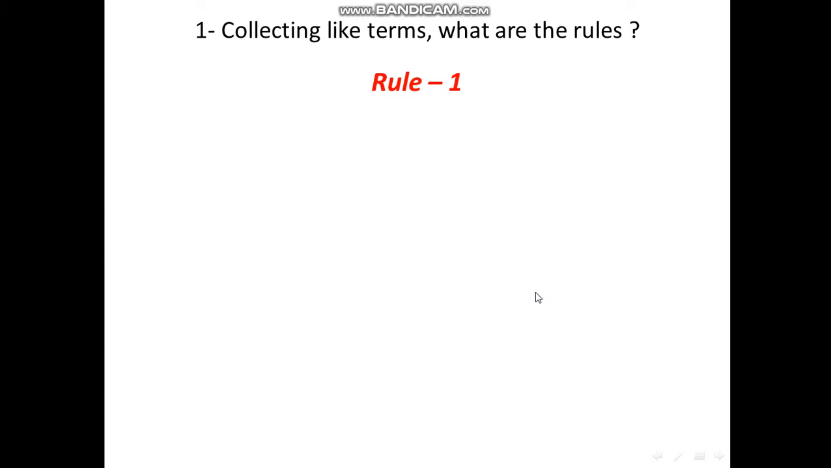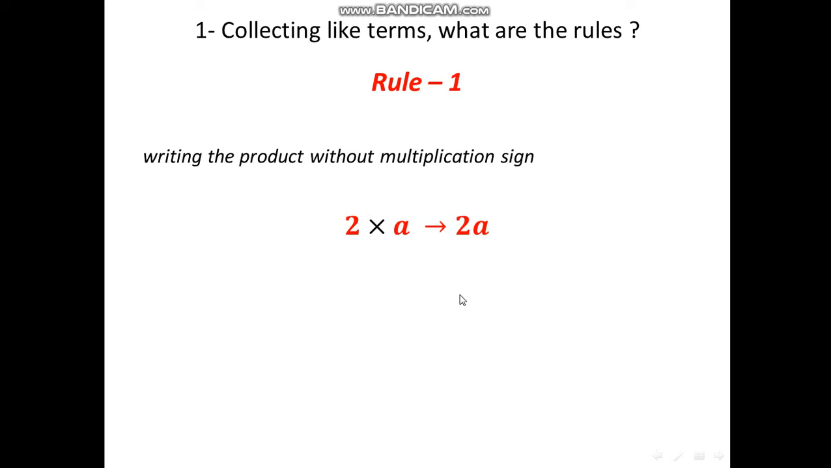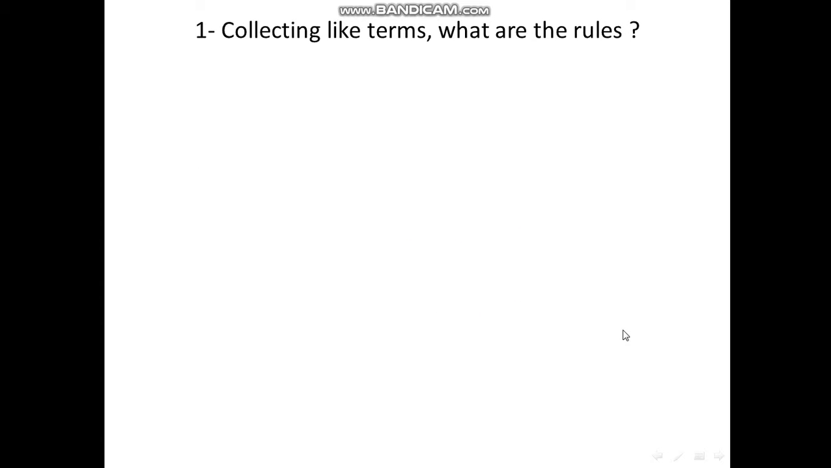Now first rule. What is the first rule? Writing the product without a multiplication sign. 2 multiplied by a equals 2a. When you see 2a, this means it is 2 multiplied by a, okay? So 7 multiplied by r is 7r. So these are correct. When there's a number and a letter with nothing between them, this means there's a multiplication sign between the letter and the number.